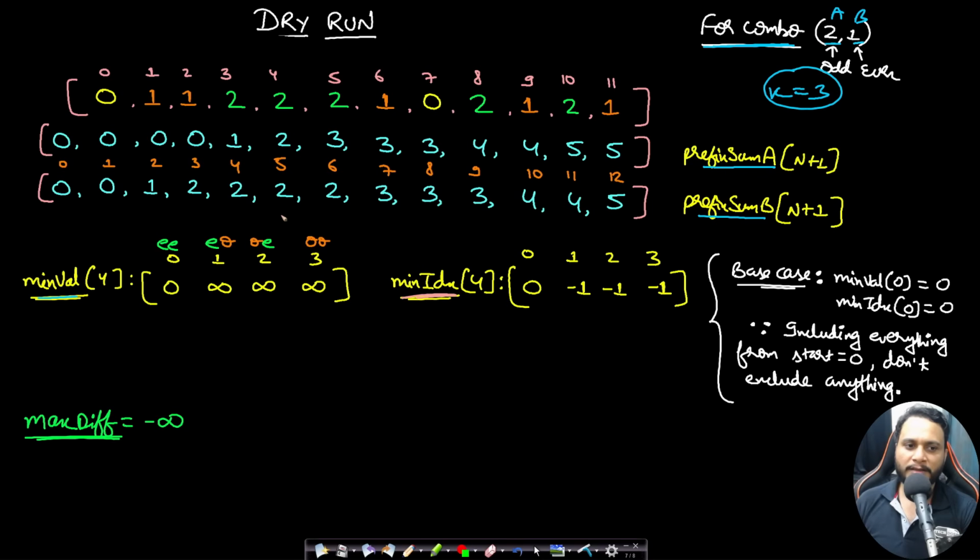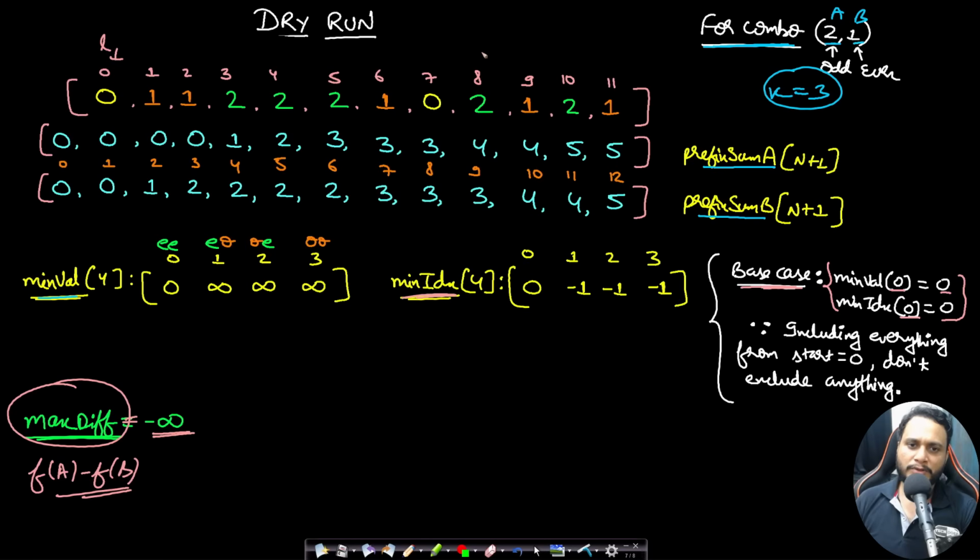Now before starting, since I want to calculate the maximum difference of fa minus fb, f of a minus f of b, that's why I am defining a max difference variable as minus infinity. Okay, and here the base case which I will be considering is min value at 0 will be 0, min index at 0 will be 0. Why is this? Because this is the condition when your L is pointing to 0 and R is pointing somewhere, and you are including everything.